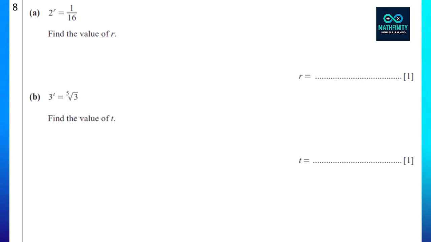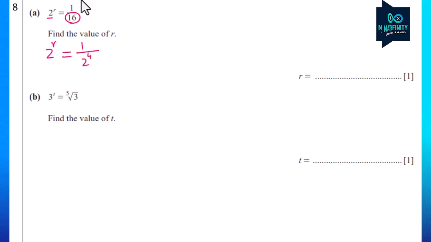Okay, let us solve question number 8. 2 power r is equal to 1 over 16. So what is the least base here? 2. It means this one also we have to convert in the form of 2 so that we can equate and solve. So the first step we can write 2 power r is equal to 1 over 2. How many times will give you 16? 2 times 2, 4 times 2, 8 times 2, 16.